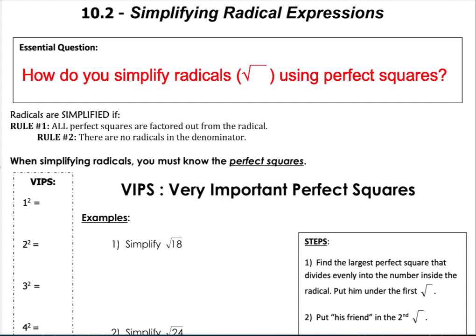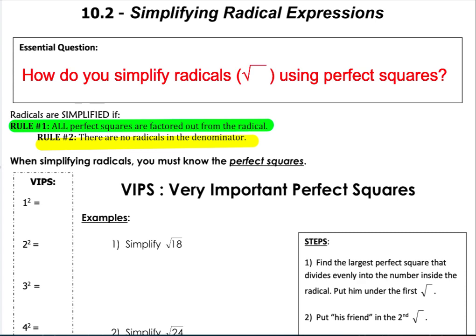The first thing we're going to do is take a look at our rules here. Find all the perfect squares, and we're going to factor them out. Think of it almost like a factor tree. We're going to pull apart the number using some perfect squares. And we want to make sure that if it's a fraction, we don't have any radicals, any square roots, left in our denominator. We'll get to that a little bit later in the lesson. So we're going to try to pull out any perfect squares that we can, and then see what's left over with the rest of the problem.